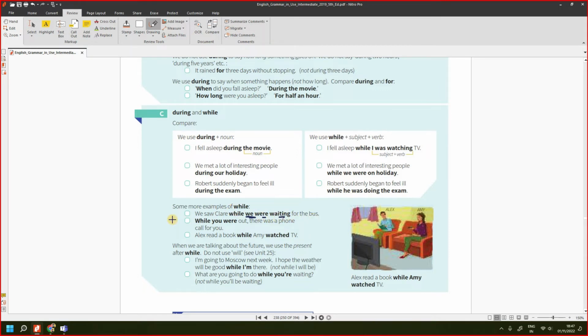So you should understand here again. You see we have while, and after that it has to be a subject. So while you becomes a subject, then were again, which is a past auxiliary verb. So the construction is followed. And again here, while Amy watched, Amy is a noun and then we have watched, a verb. That means the construction is working out in every sentence. So whenever you see while, you have to make sure that your construction reads like this.